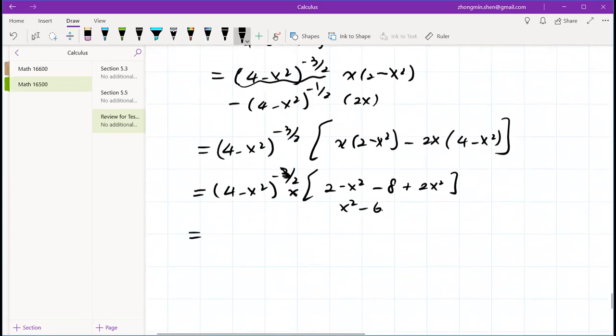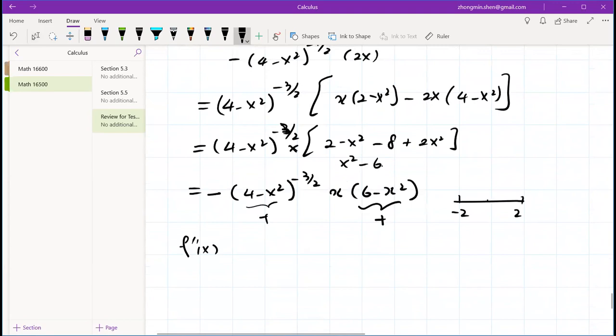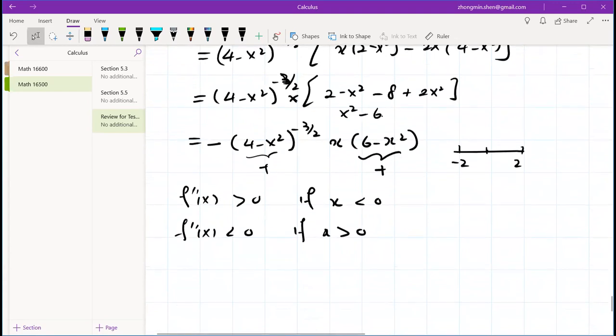Okay, so if I take the sign out, I get a negative 4 minus x squared to the negative 3 over 2, x, 6 minus x squared. Remember, this is always positive because we are on the interval from negative square root 2 to positive square root 2. So 6 minus x squared is always positive, and 4 minus x squared is always positive. The sign is only determined by x. So clearly the second derivative is going to be positive if x is negative, and negative if x is positive. So concave up on the negative x side, and concave down on the right-hand side.